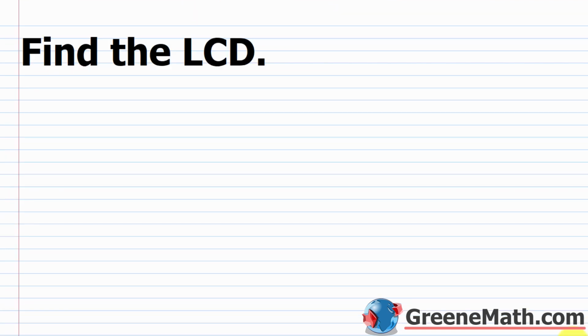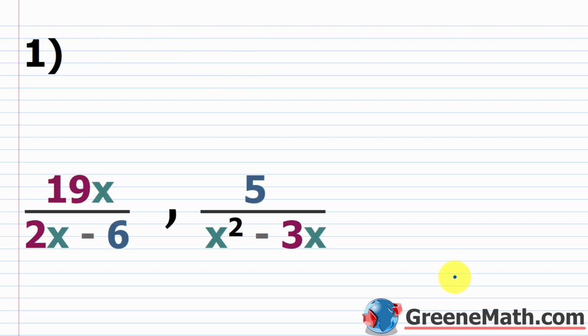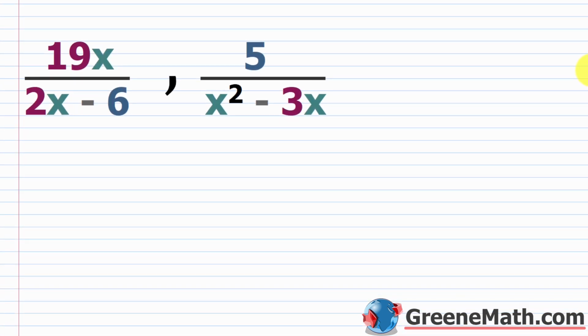All right, let's take a look at our practice test. We're told to find the LCD, which stands for least common denominator. And essentially for problem number 1, we're going to be looking at 19x over 2x minus 6, and then also 5 over x squared minus 3x. So the purpose of this lesson and practice test is to just get us ready for adding and subtracting rational expressions. When there's not a common denominator, just like with fractions, we're going to need to put each rational expression as an equivalent rational expression with the LCD as its denominator.